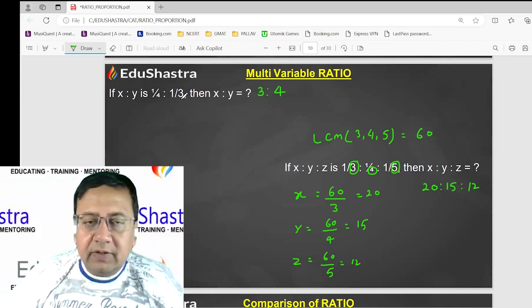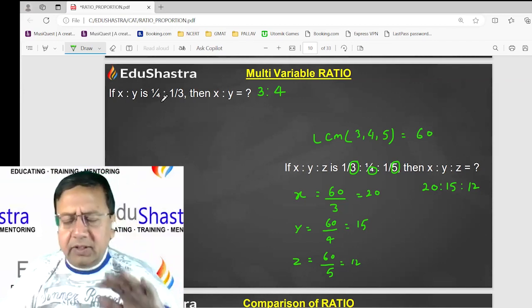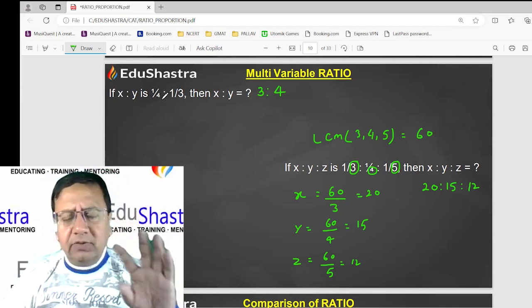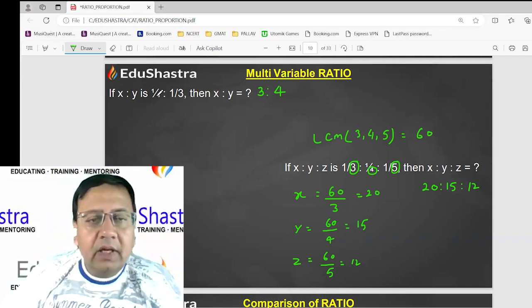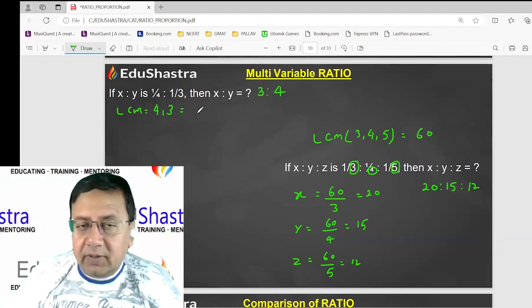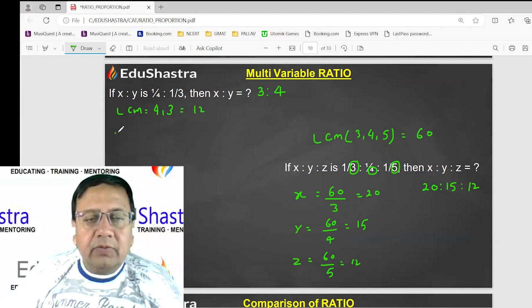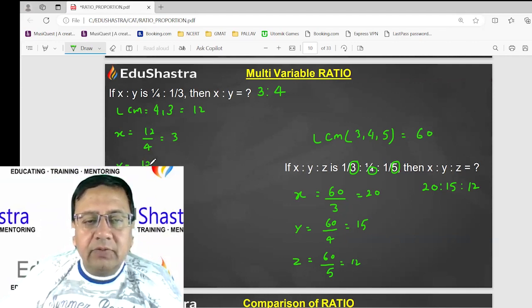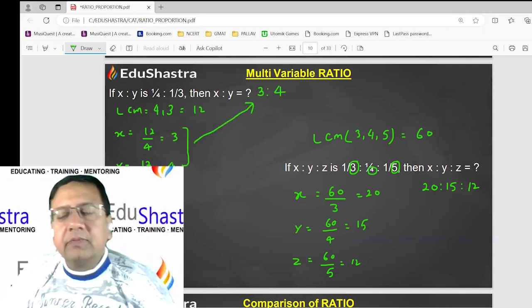The same thing will work in the first example, right? But because only two variables are there, we do not actually require this. So what to do? Take the LCM of what? 4 and 3, right? Denominators. This is 12. So what is x here? This is 12 divided by 4, which is nothing but 3. And what is y here? That is 12 divided by 3, which is nothing but 4. And you are getting the same answer.